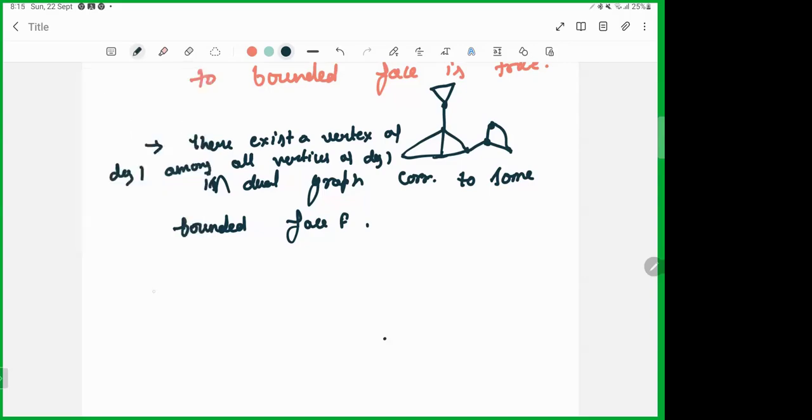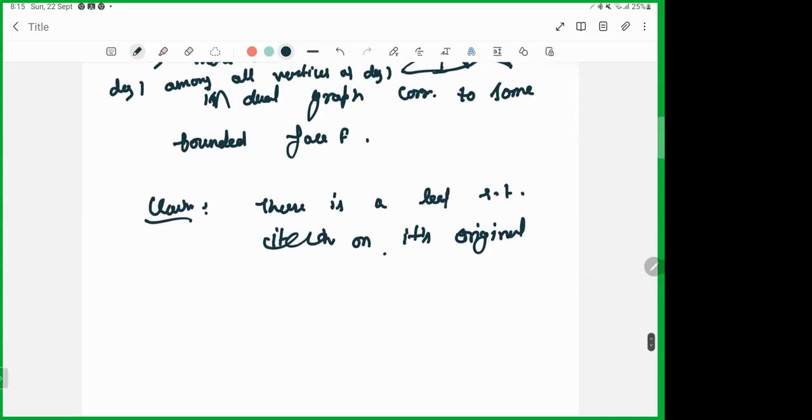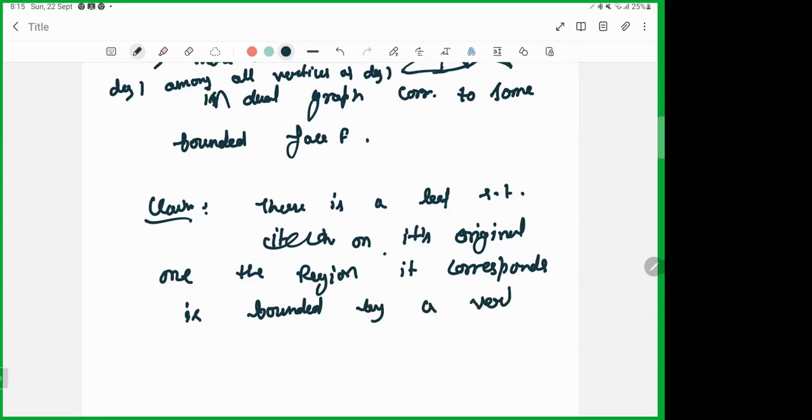So the claim: there is a leaf such that in its original graph, I'm coming to the original from the dual, the region it corresponds to is bounded by a vertex of degree 2.